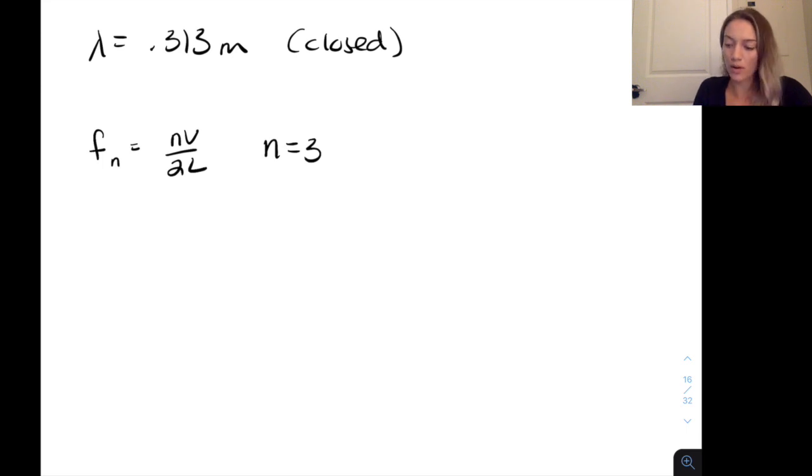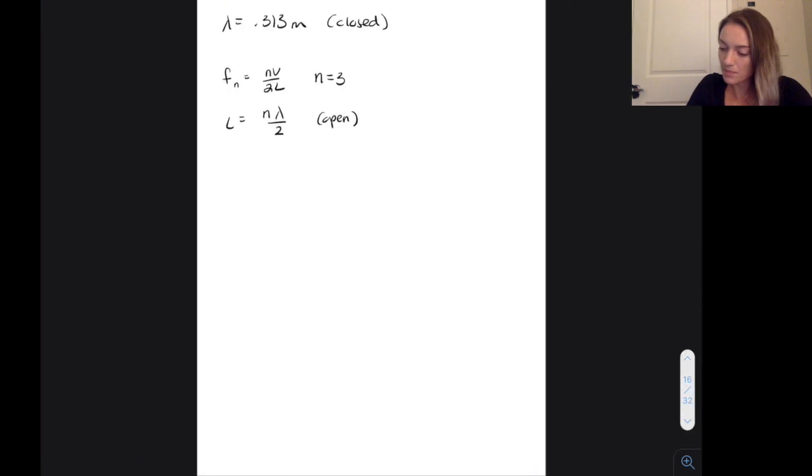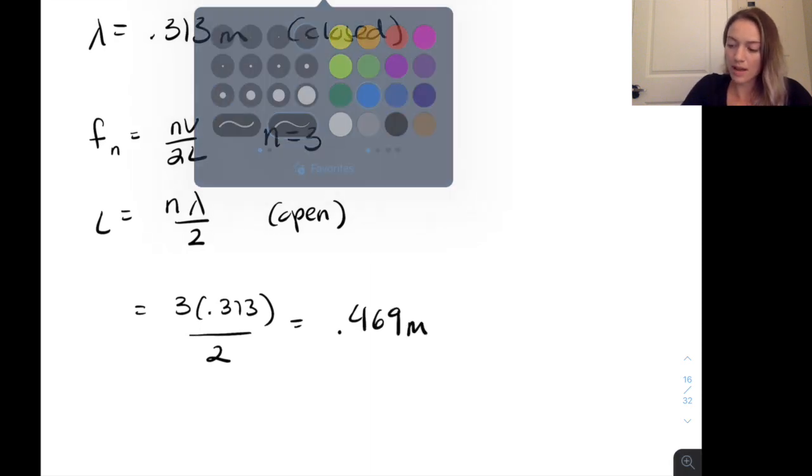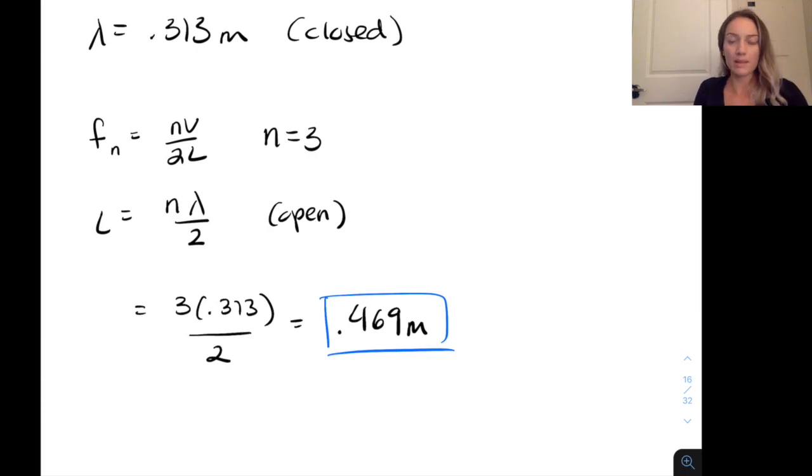And now we know also for open pipes that the pipe can support a half integer number of wavelengths. So this is for an open pipe. We can just plug in n equal to 3 here. We know the wavelength is going to be the same 0.313, and then we can just find the length, right? Yeah, we just want to know how long the pipe is. So we'll just do 3 times lambda, which was 0.313, divided by 2, and that comes out to 0.469 meters. So that is the length of this other open pipe.